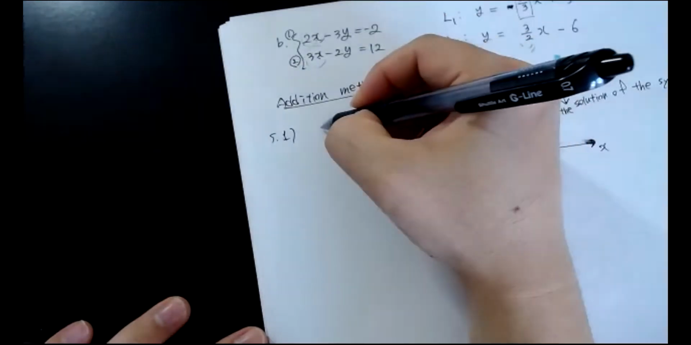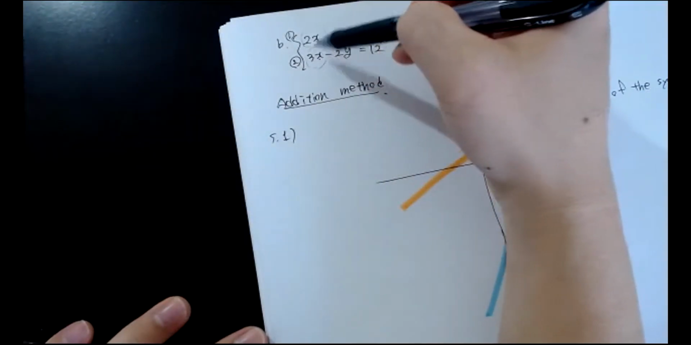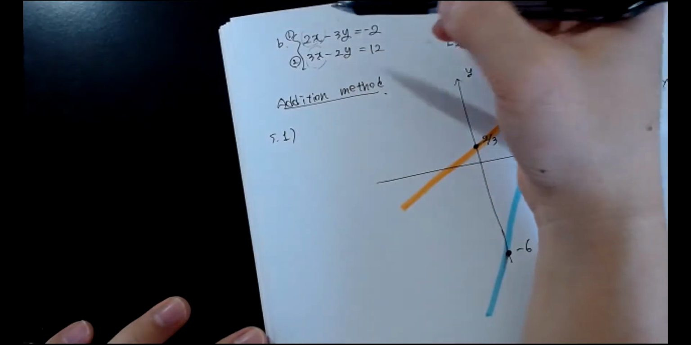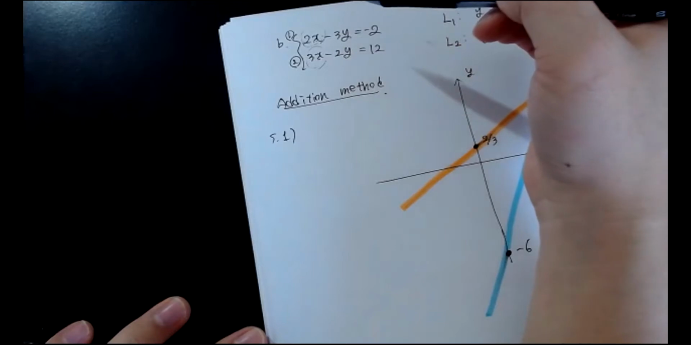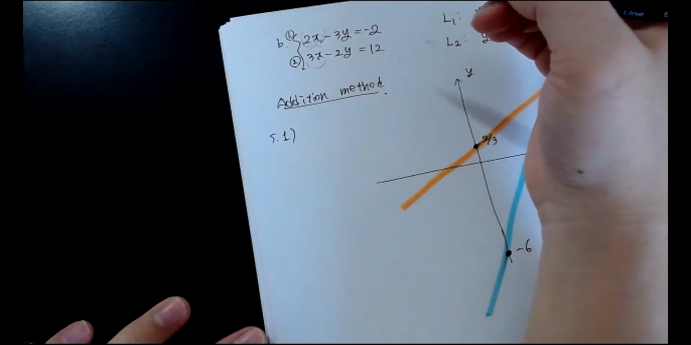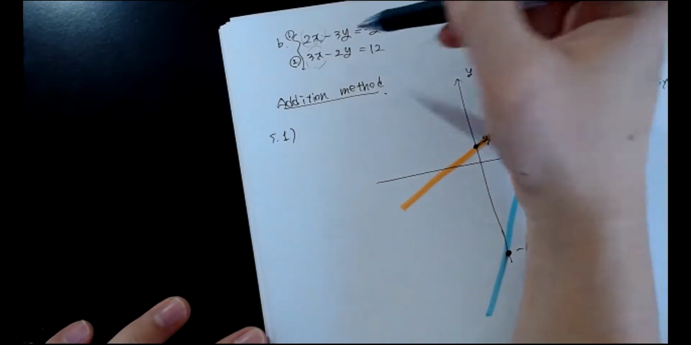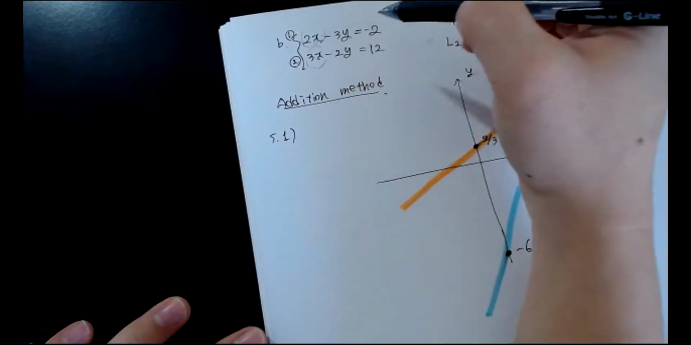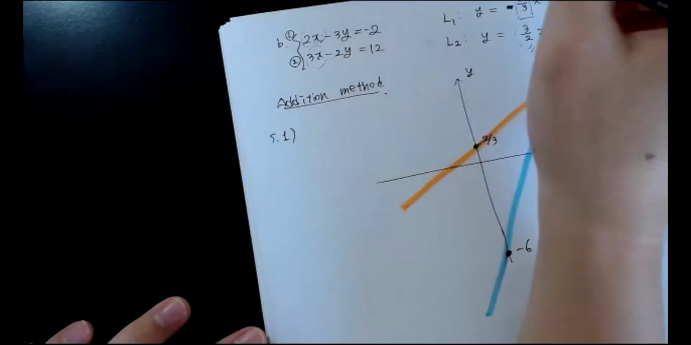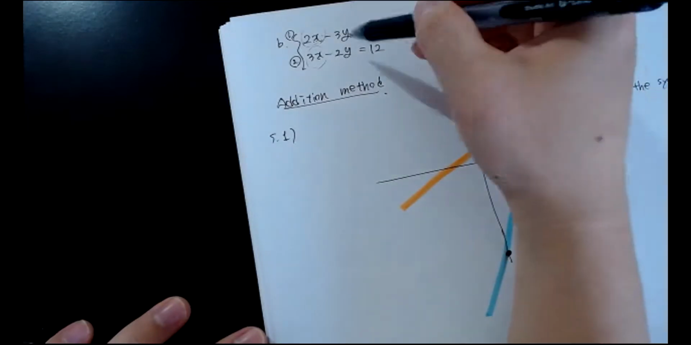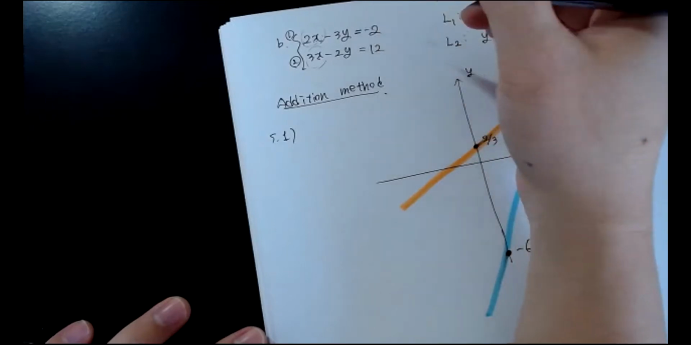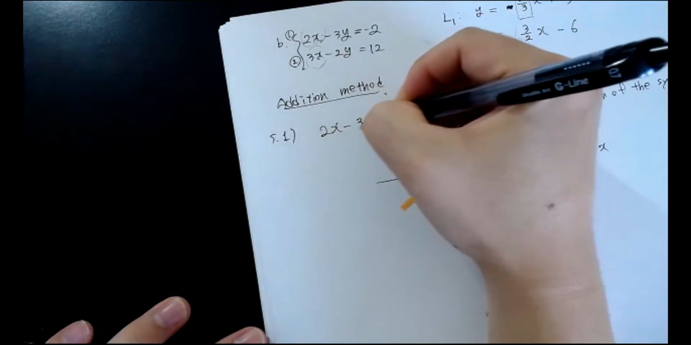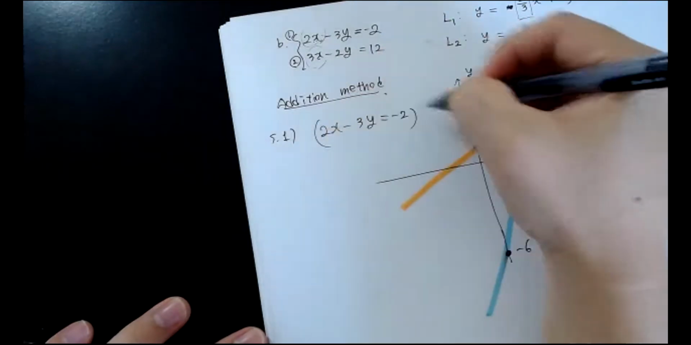To make the 2x into 3x in the first equation, we need to multiply 2x by what? 3 over 2, right? But when you multiply or divide something in an equation, you have to do the same thing to all other terms. Otherwise, the equal sign will be broken. So now 2x minus 3y is equal to negative 2, and then we multiply what?